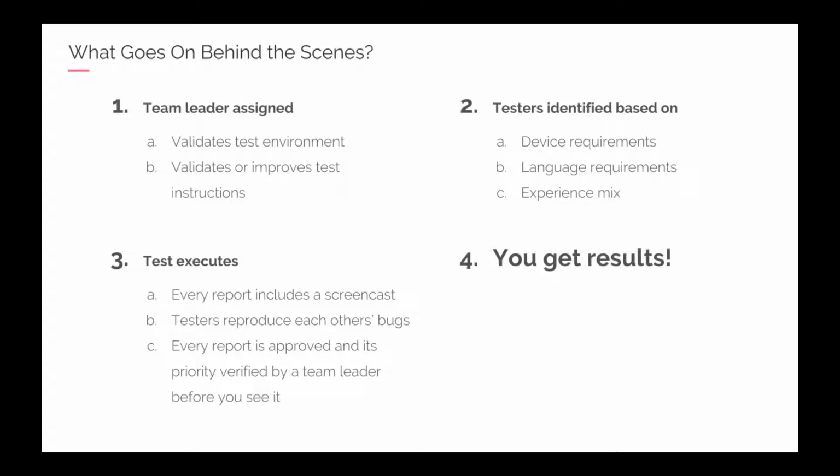So what we try to do is implement some combination of human quality control, machine quality control, and then reproduction of the bugs. And then finally, there's actually a team leader who validates all of those bugs before you get your results. And so what we give you is the best possible understanding that we have of what you would want.